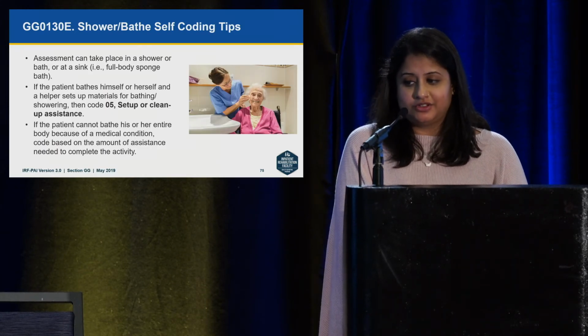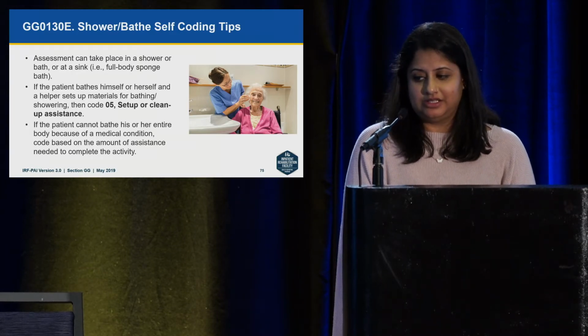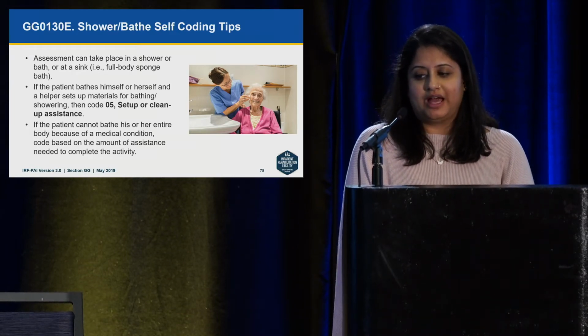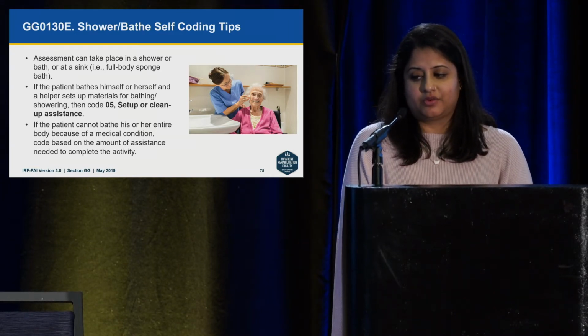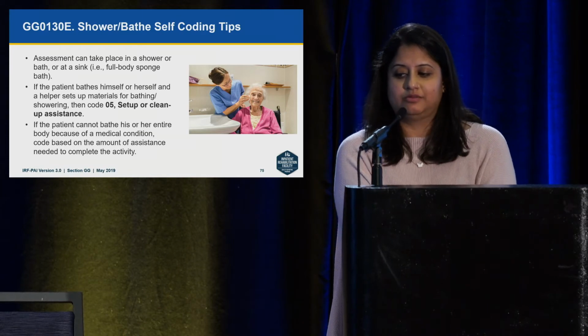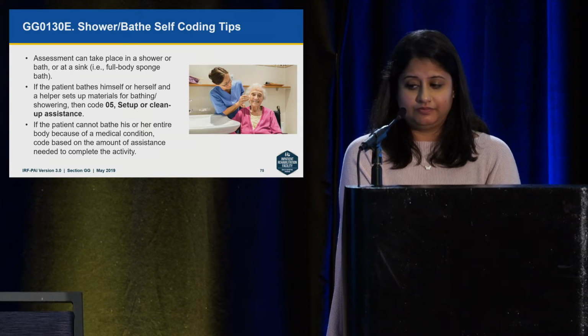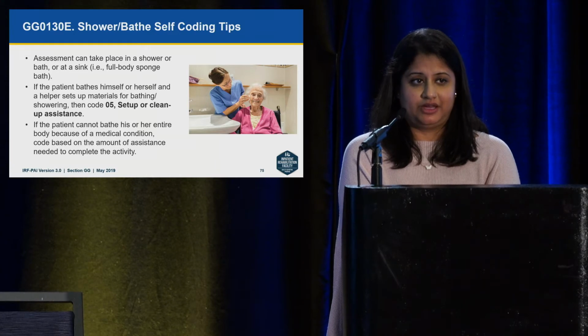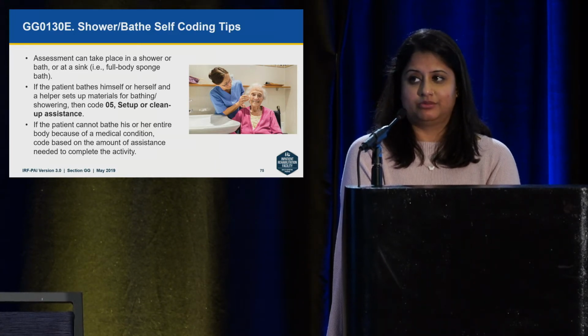Here are some tips on coding GG0130E. The assessment can take place in a shower or bath or at a sink. So for example, a full body sponge bath. If the patient bathes himself or herself and a helper sets up materials for bathing or showering, then code O5, setup or cleanup assistance. If the patient cannot bathe his or her entire body because of a medical condition, code based on the type and amount of assistance needed to complete the activity.